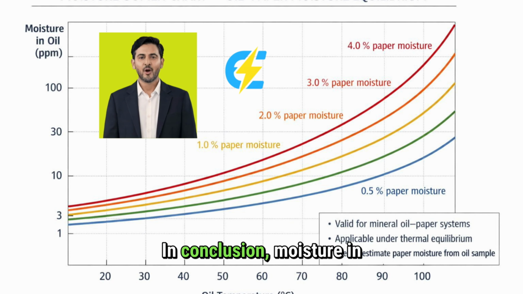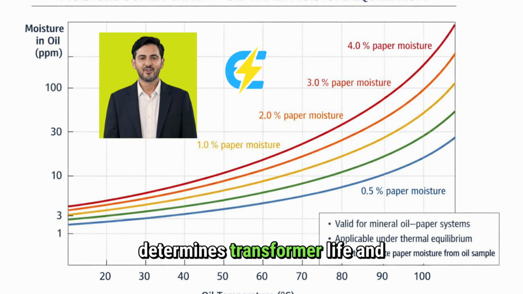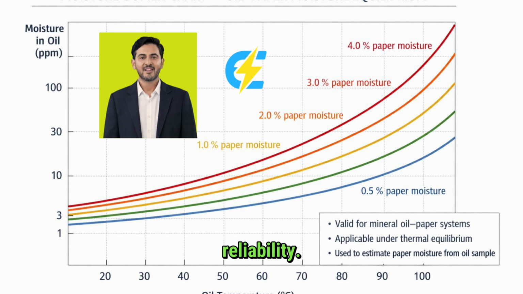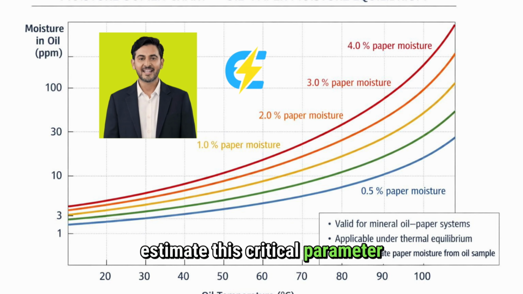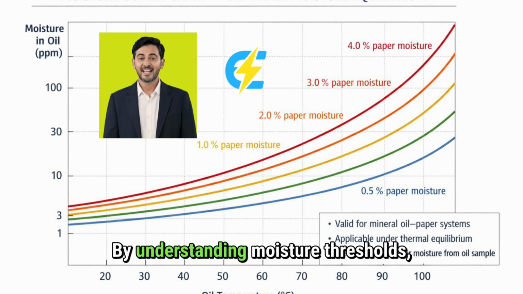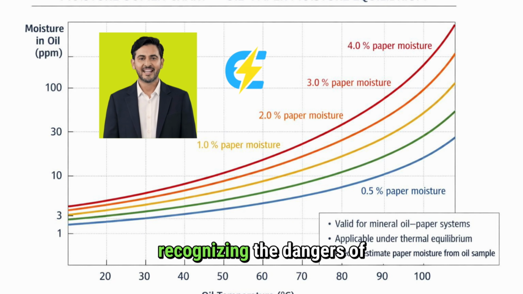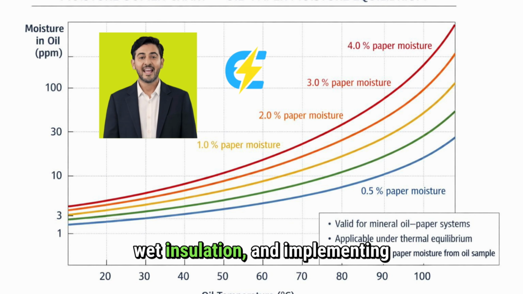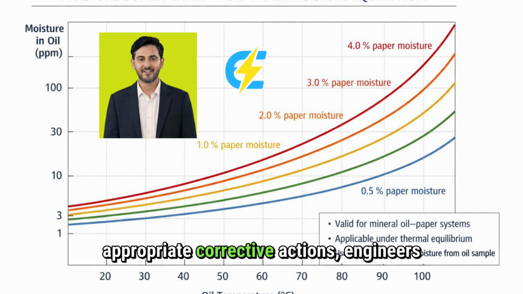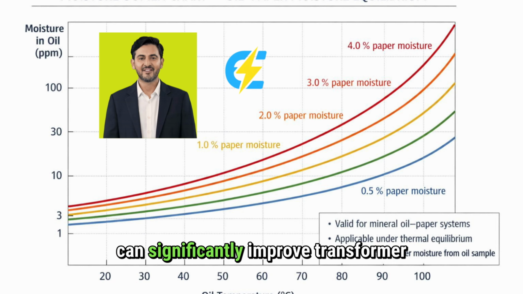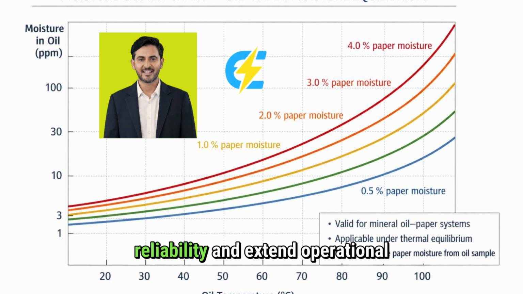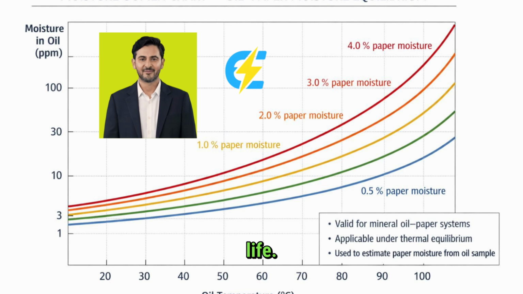In conclusion, moisture in cellulose paper, not oil, determines transformer life and reliability. The Oommen chart provides the engineering tool to estimate this critical parameter indirectly. By understanding moisture thresholds, recognizing the dangers of wet insulation, and implementing appropriate corrective actions, engineers can significantly improve transformer reliability and extend operational life.